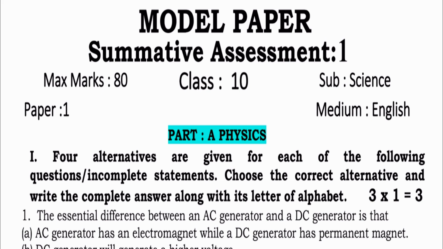Welcome to Education Munnade. In this video, we are going to discuss the class 10th science subject SA-1 model question paper. Part A, Physics. First main, multiple choice questions.